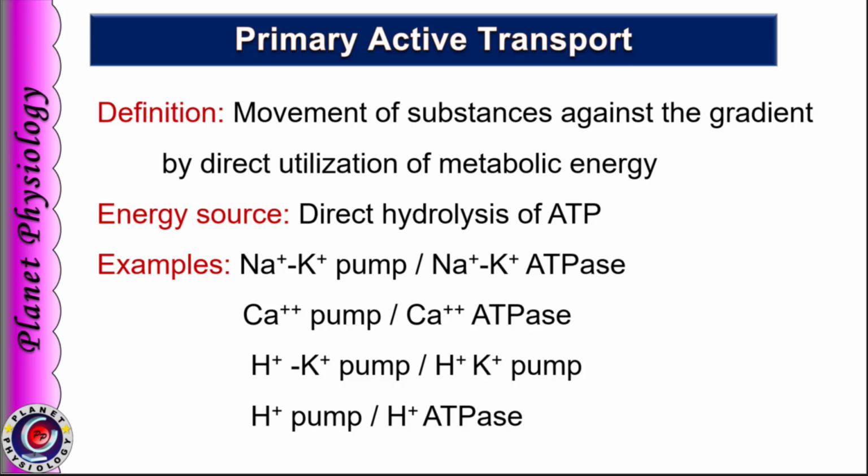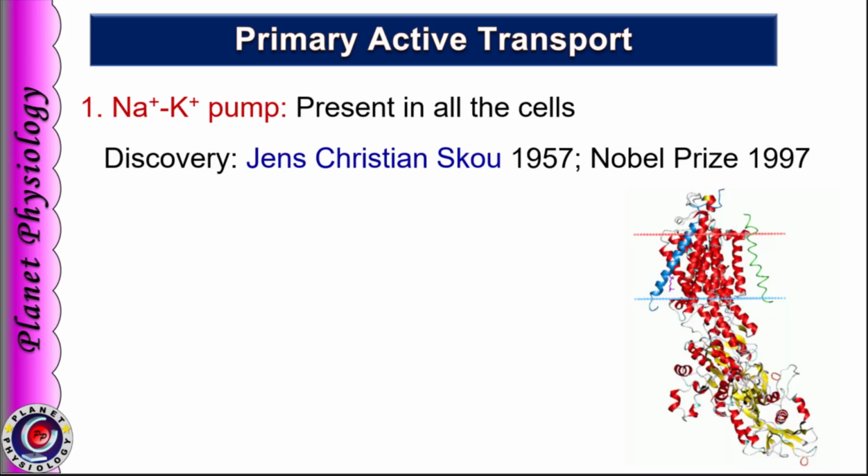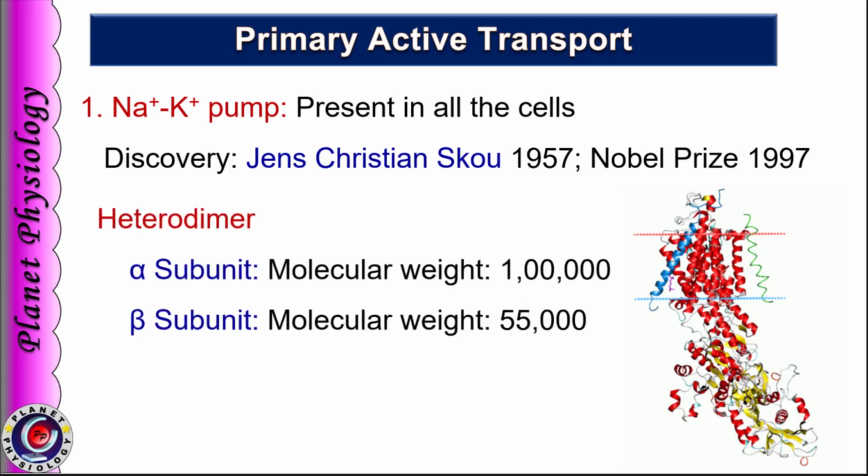Now let us study details of this sodium-potassium pump. It is present in each and every cell of the body. It was discovered in 1957 by Danish scientist Jens Christian Skou, who was awarded Nobel Prize for his work in 1997. Sodium-potassium pump is a heterodimer made up of two protein subunits, alpha and beta.